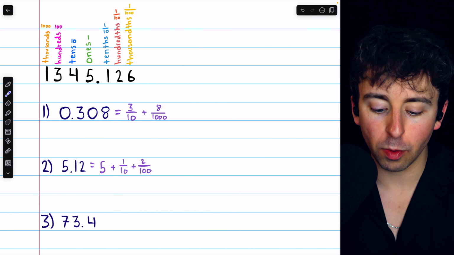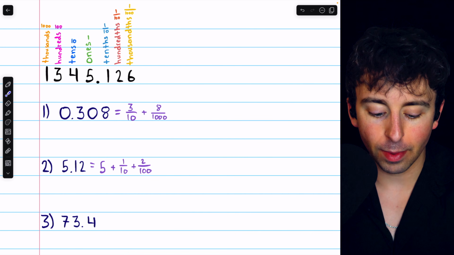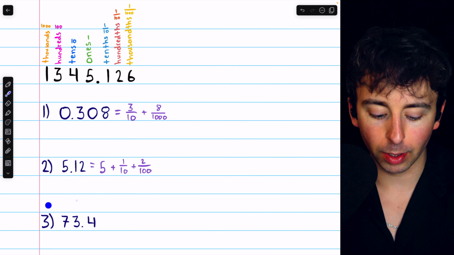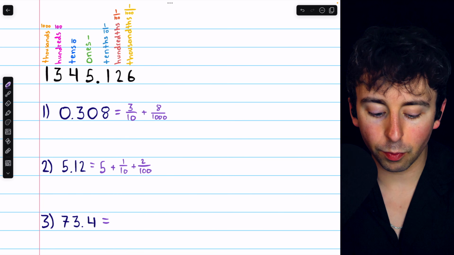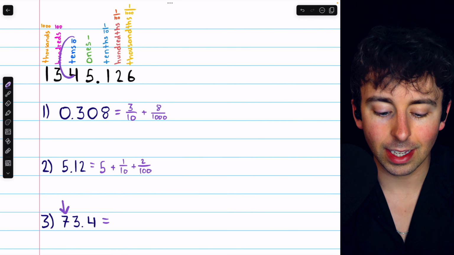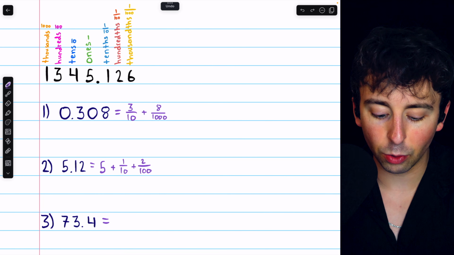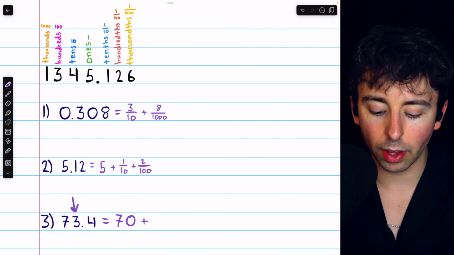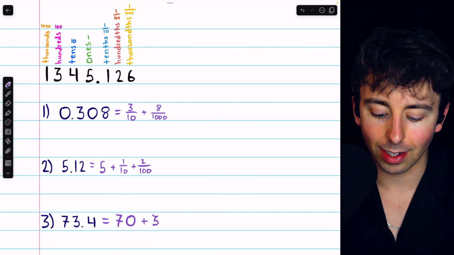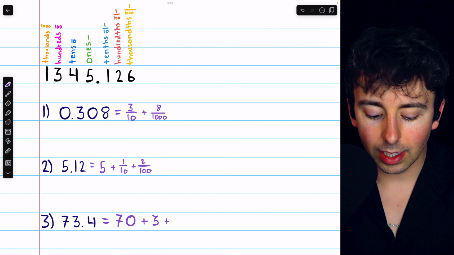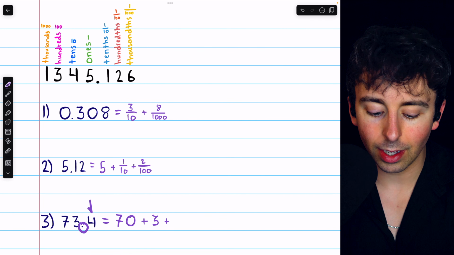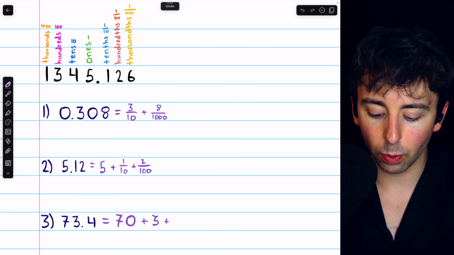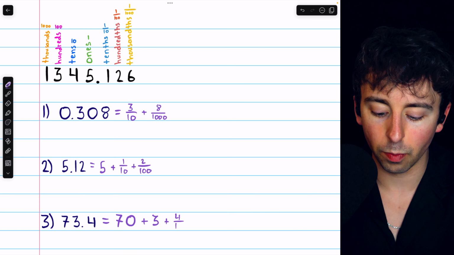This 8 actually represents 8 1,000ths. This 1 actually represents 1/10. Let's move on then to problem 3. 73.4 has a 7 in the tens place, so that's actually representing 70. The next digit, 3, is in the ones place. That's actually representing 3, so plus 3. And then we move to the right of the decimal point, this digit of 4, that's representing 4 tenths. So we write plus 4 over 10.